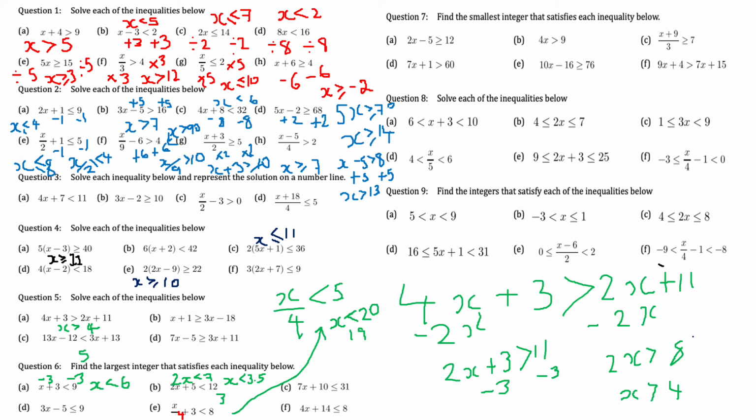For question 7, find the smallest integer that satisfies these inequalities. Okay, so let's just look at part A together. So adding 5 to both sides, I get that 2x is greater than or equal to 17. Dividing both sides by 2, I get that x is greater than or equal to 8.5.